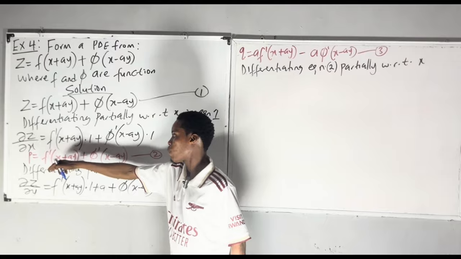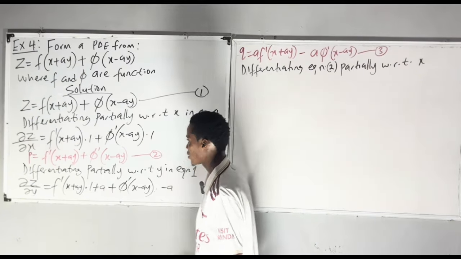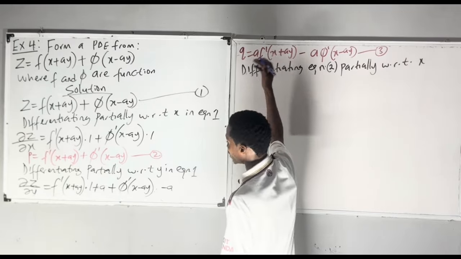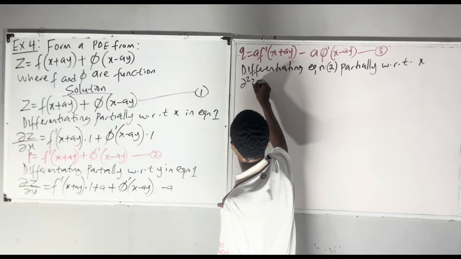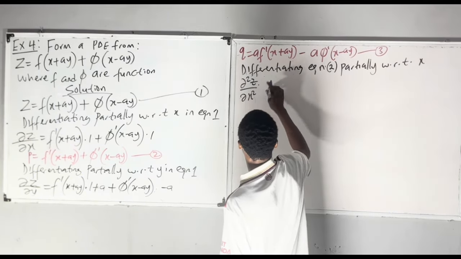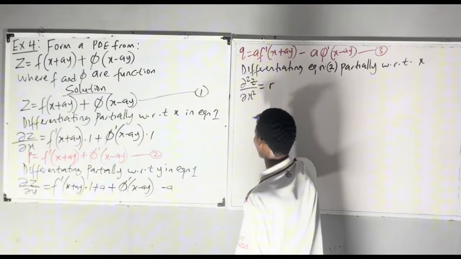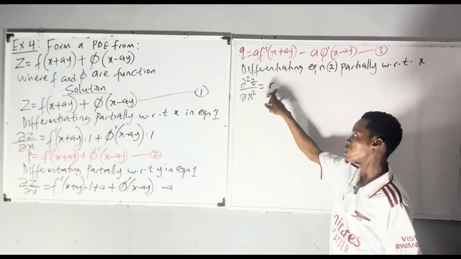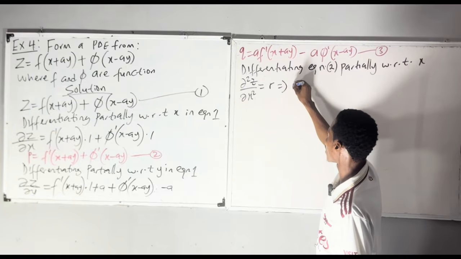It means our notation for r: if I differentiate ∂z/∂x, I'm going to have ∂²z/∂x², which is equal to r. So the notation for this is r.